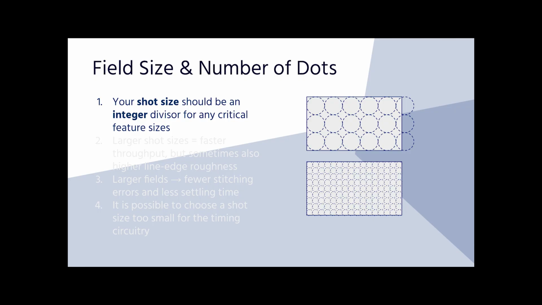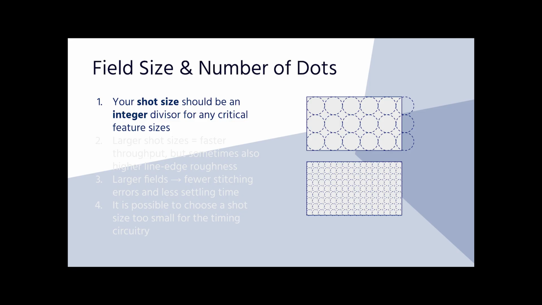So, how do you decide which shot size settings are appropriate for you? Let's say that we've chosen a 300 micron field size with 20,000 dots. That means that every shot is 15 nanometers in size. If we're trying to write an 80 nanometer feature, this means that we have 5.33 shots per feature. The tool will only expose integer numbers of shots, so you won't be exposing an 80 nanometer feature, but a 75 nanometer feature. This might be perfectly fine.